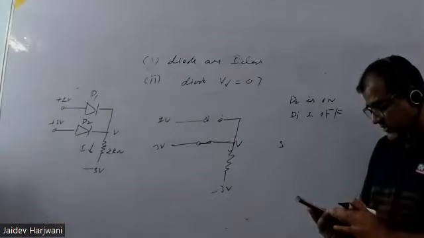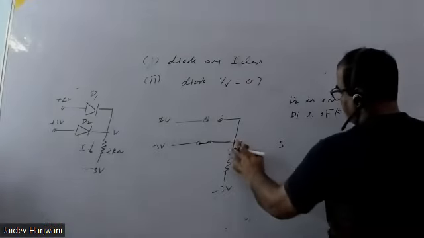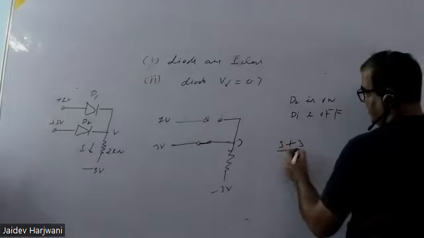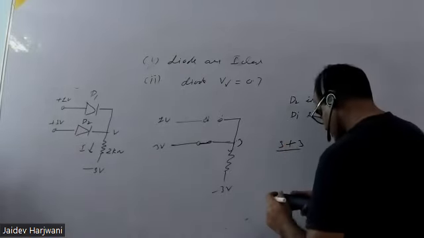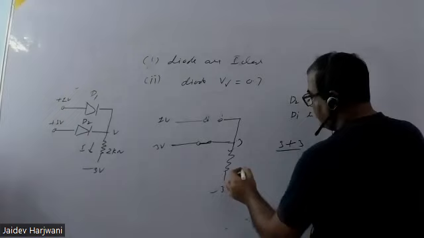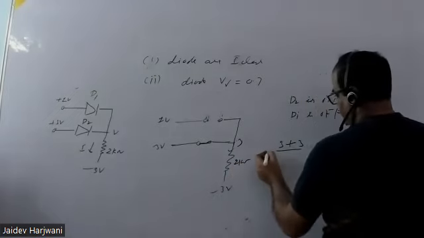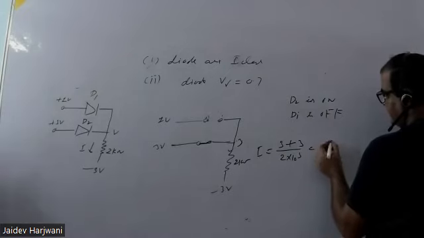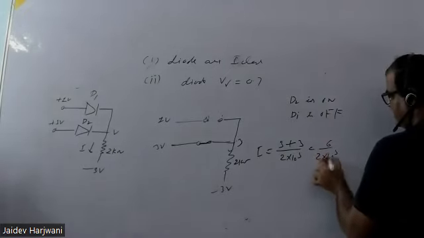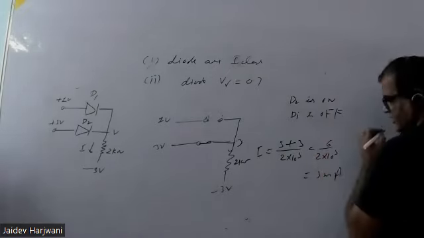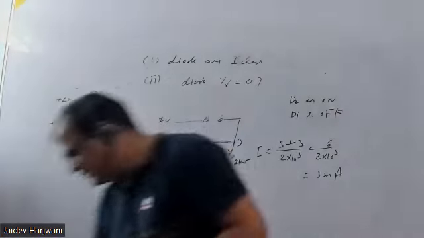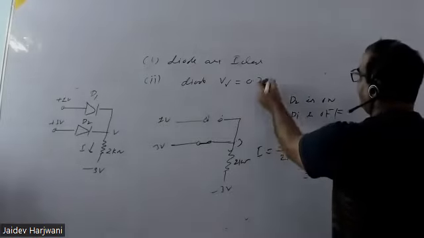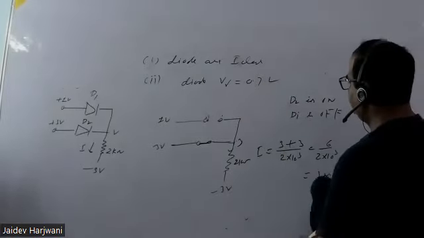So current will be basically, this is 3 volt and this is -3, so 3 plus 3. And the value of resistance given in the question is 2 kilo ohm. Okay. So your current will be 3 plus 3 upon 2 into 10 raised to power 3, that is 3 milliampere in the ideal case. Okay. Now, if I take the diode, the main question comes: the diode cutoff voltage is 0.7.